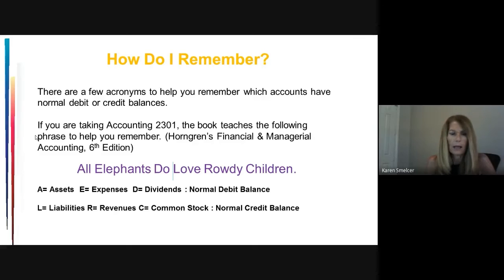So in this one, the A is assets, E is expenses, and D is dividends, and they have a normal debit balance. The L is for liabilities, the R is for revenue, and the C is for common stock, and they all have normal credit balances.